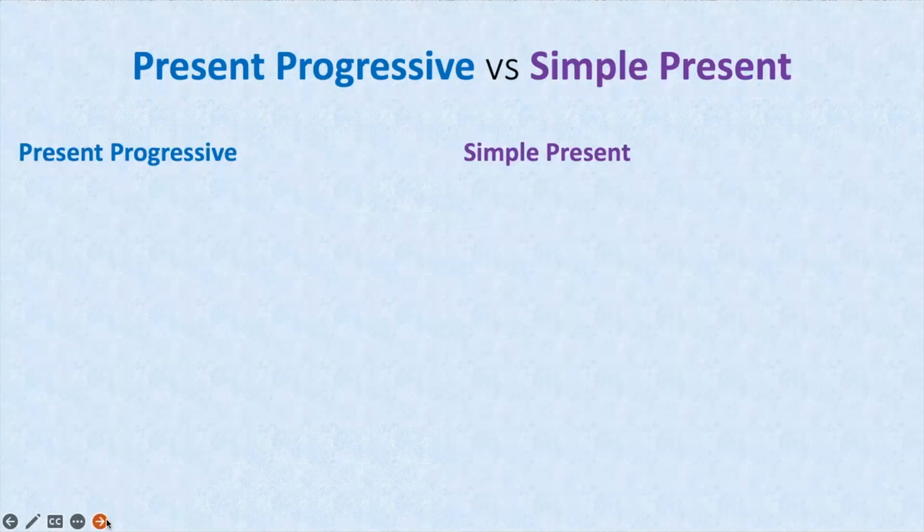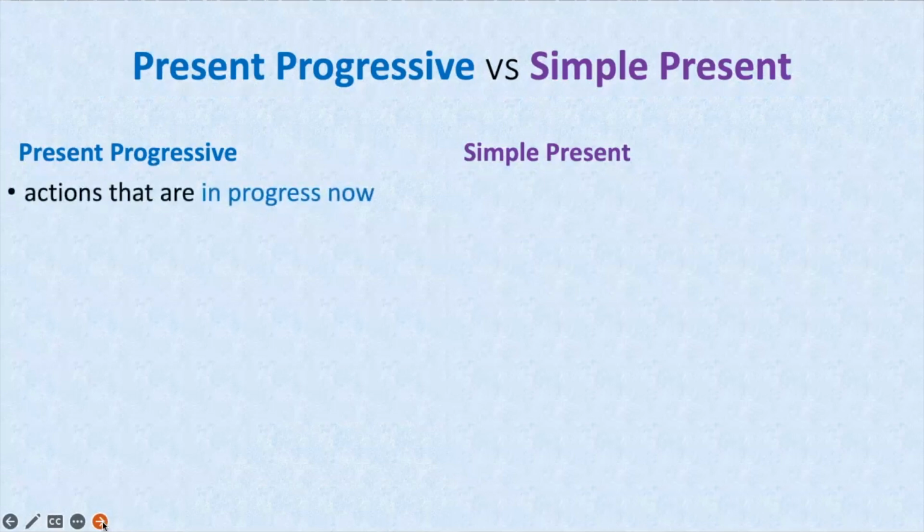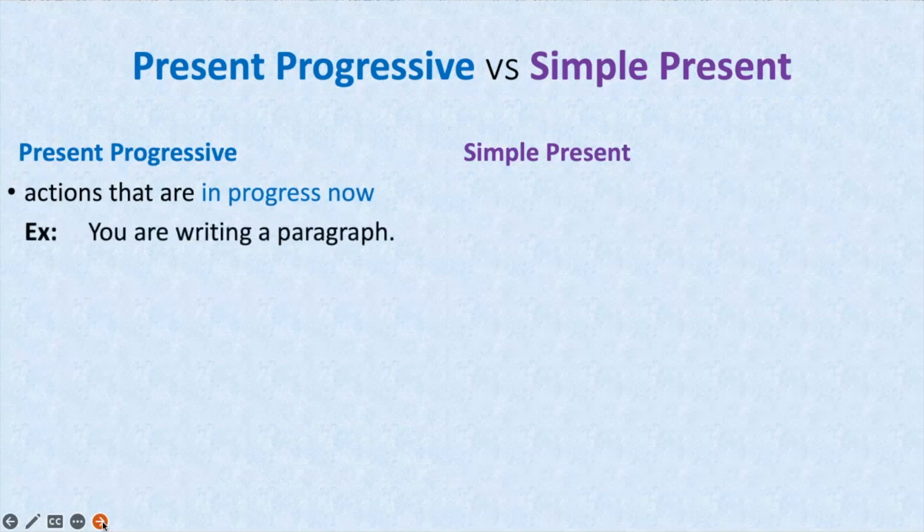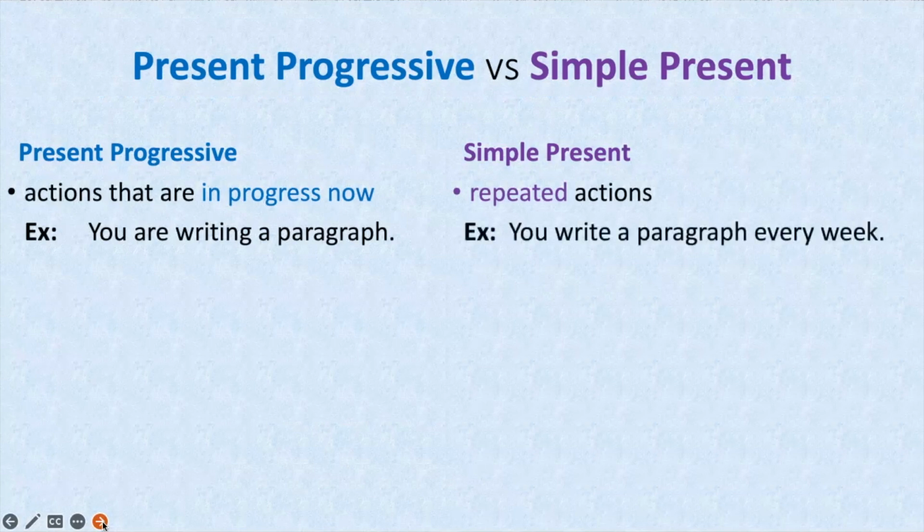Here are several key points on how you can identify which tense to use, present progressive or simple present. Use present progressive if you are talking about actions that are in progress right now. For example, you are writing a paragraph. Use simple present if you're describing repeated actions. For example, you write a paragraph every week.